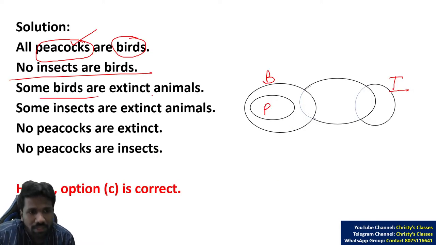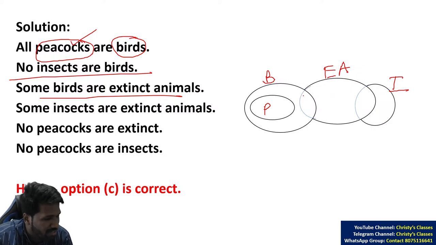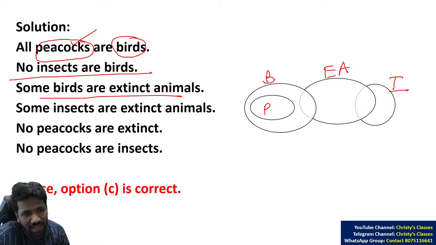disjoint sets. Some birds are extinct animals, that is also right, na? Some birds are in the extinct animals set. Animals means birds also. Animals means the animal kingdom. Don't think birds are not animals. No, birds are also animals, extinct creatures, that way you can think. Birds and animals are both part of the animal kingdom. Some birds are extinct animals.